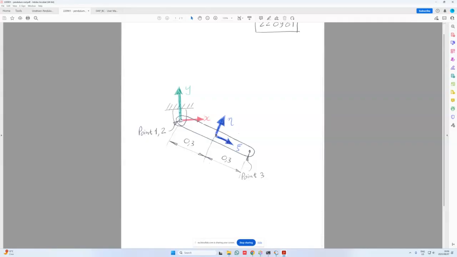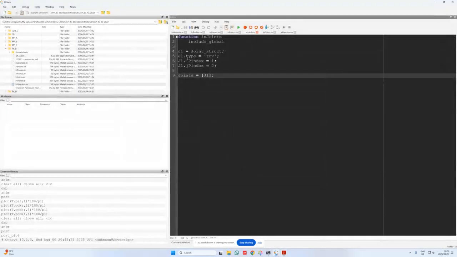So I essentially need to understand two things. I first need to specify that I'm working with a revolute joint. And secondly, because I'm working with a revolute joint, I'm going to specify points 1 and 2 as the two coinciding points that form the joint. So going back, J1 is equal to joint struct, so I initialize it as a joint structure. Then J1.type is equal to rev, the shorthand for the revolute joint. And now I can say J1.IP index is 1, J1.JP index is equal to 2.